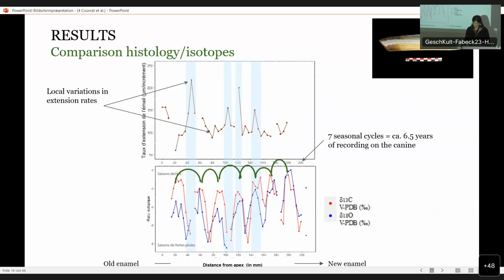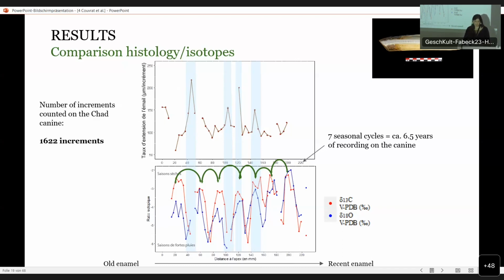When we add the histology study to this isotopic data, we observe local variation in extension rate. And as for the other canine, we can see that they vary strongly within the life of the individual, between 60 and 220. And on our Chad canine, the seasonal recording represents 7 seasonal cycles, which means we have a recording for the canine of about 6.5 years.